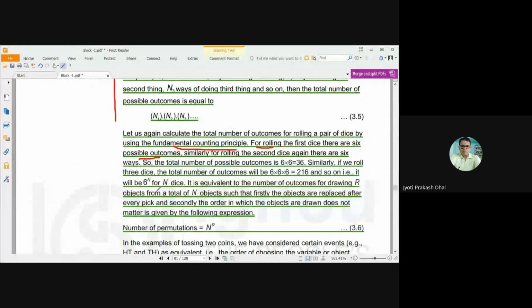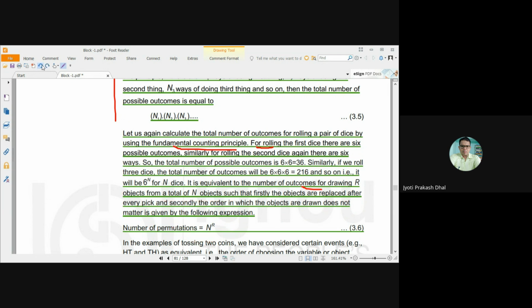It is an equivalent number of outcomes for drawing r objects from a total of n objects, such that firstly the objects are replaced after every pick, and secondly the order in which the objects are drawn does not matter, is given by the following expression. So in this case, the number of permutations will be n to the power r.